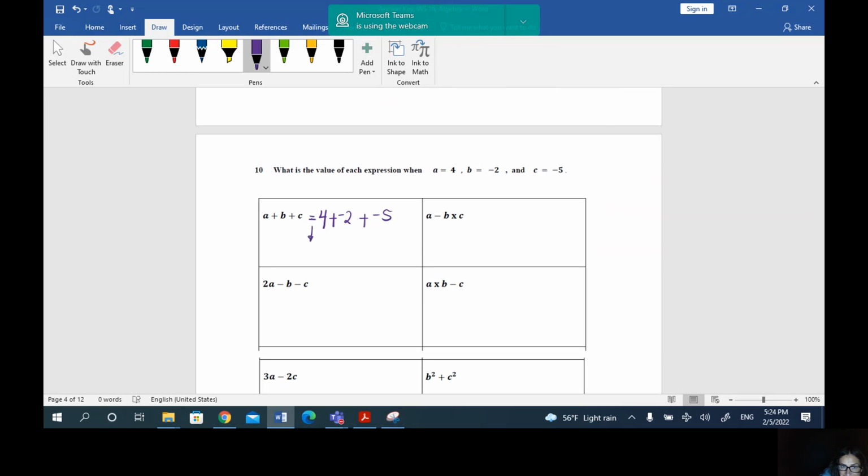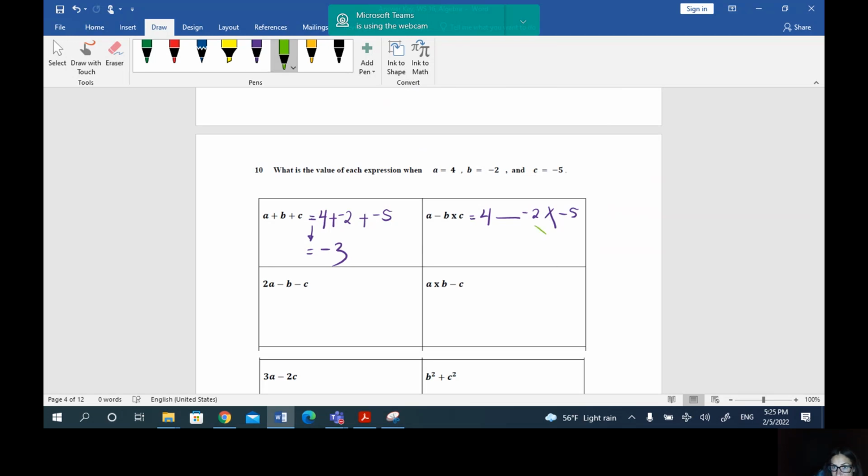And let's now start with the order of operation. So it's all addition, so we're going to start from the left. 4 plus minus 2, which means 4 minus 2, is 2. Then 2 plus minus 5, which is 2 minus 5, so it is minus 3. The second one, it's A minus, what is A? A is 4. Minus, what is B? Negative 2 times, what is C? Negative 5.